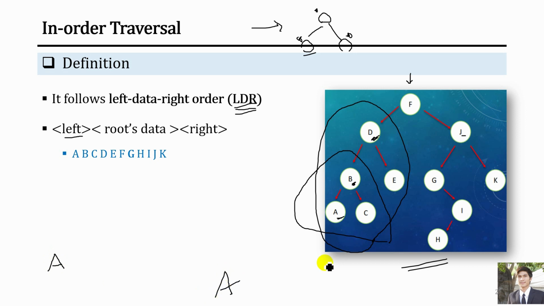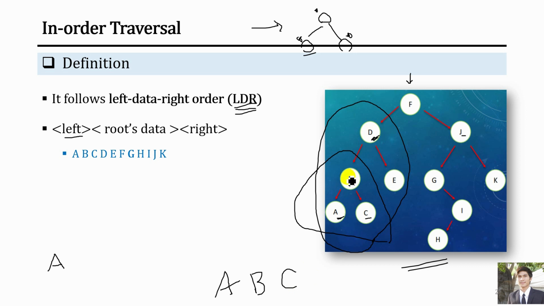So we got letter A. So based on the rule, left, root data, and right, after left here, its root is B, right? This is B. So we get B here, and then its right. So what is the right of this one? It is C, right? Okay, C. So this one is finished.